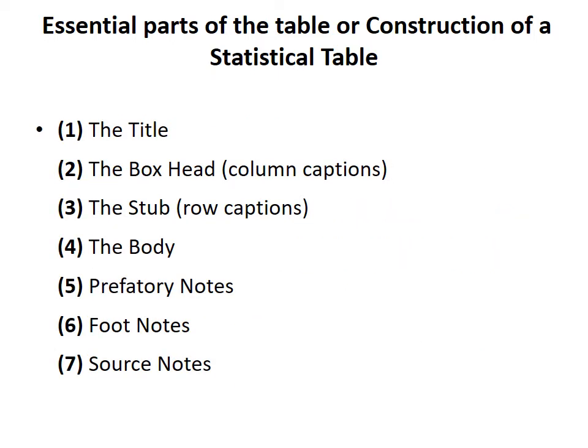In a statistical table, there are some components which are very important while preparing the table: the title, the box head, the stub, the body, prefatory notes, footnotes and source notes. If a table contains all these components, then only will it be considered a proper table.